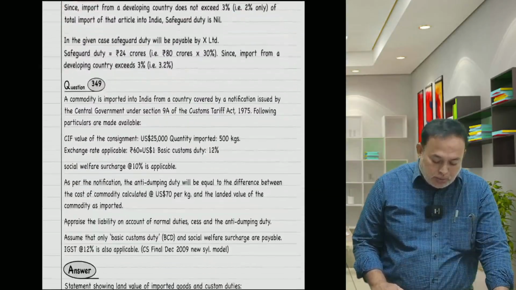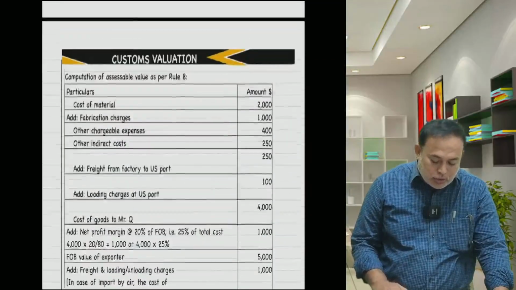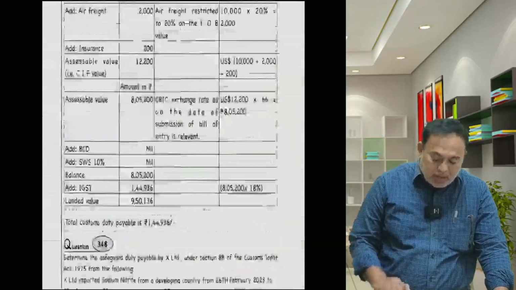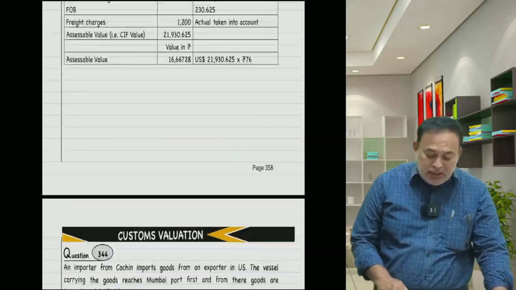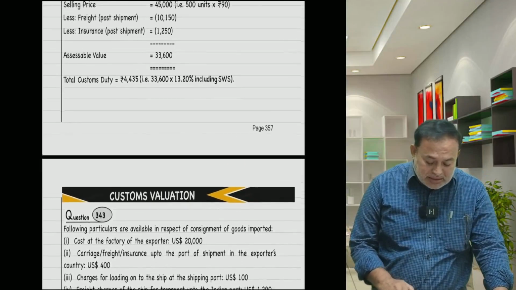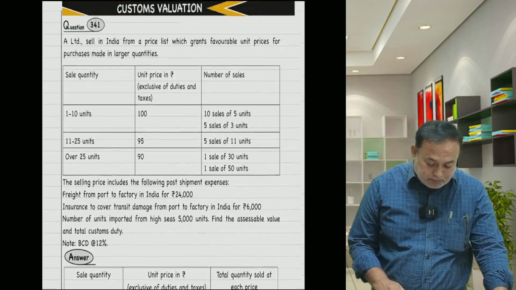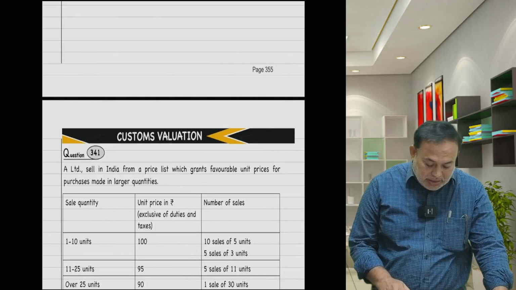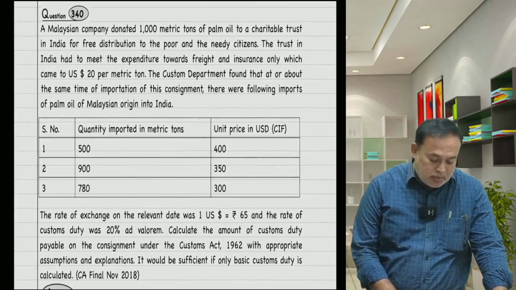Identical goods, rule number 4. Exporter country, exporter, identical goods only are relevant. If not, then another manufacturer who manufactures the identical goods in the same country as the exporter should be considered. You cannot take identical goods of some other country, of some other manufacturers.